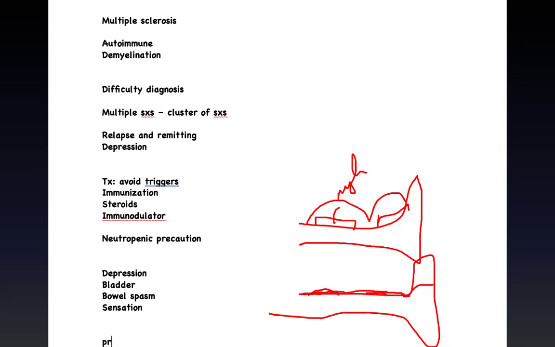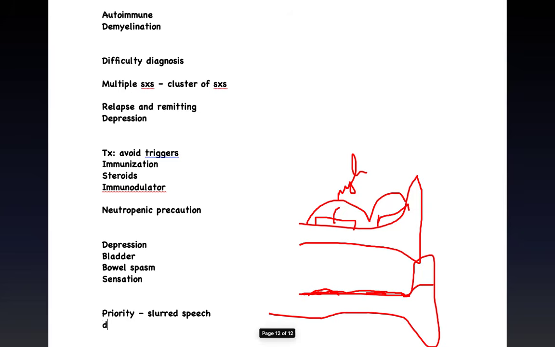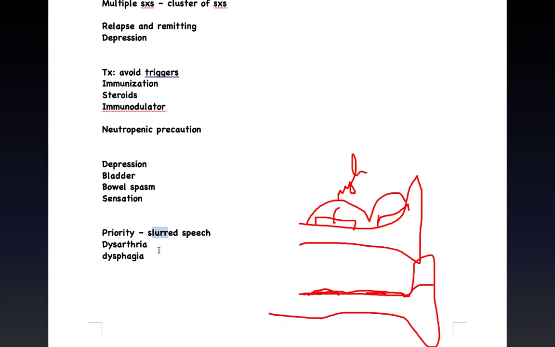What is the priority? Once again, slurred speech, dysarthria, dysphagia. Remember though, slurred speech can be normal in multiple sclerosis, so I'll focus more on dysarthria and dysphagia or problems swallowing. Those are the priority for that condition.